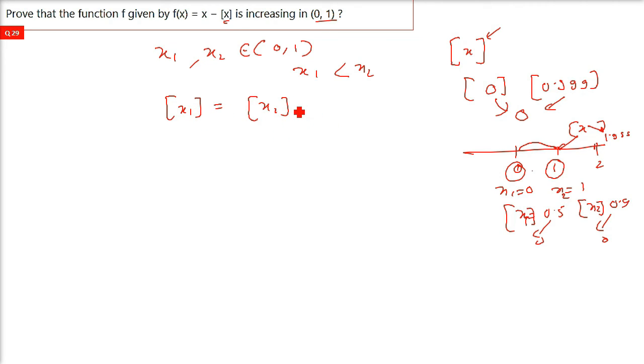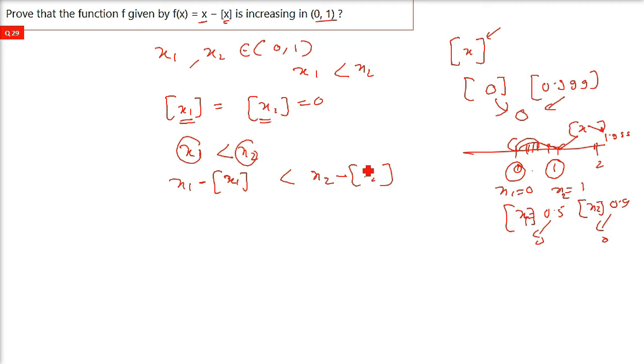So I am saying the greatest integer function of x1 will be the same as that of x2. Why? Because we are in the interval 0 and 1. Between 0 and 1, you can give any value which is not equal to 1, and that will always give you 0. We started with x1 less than x2. And I told you the greatest integer function will give you either 0 or 1, but it will always give you 0 in this 0 to 1 range if it is not equal to 1. So I'm subtracting these equal values. You might argue that x1 and x2 are different. How can you subtract the same number from different numbers in the inequality?